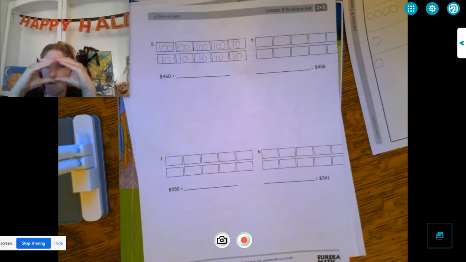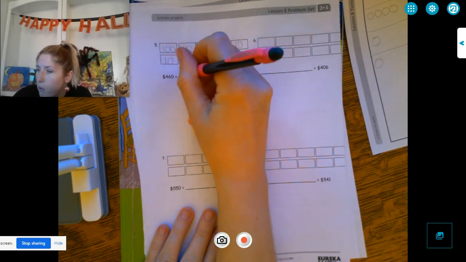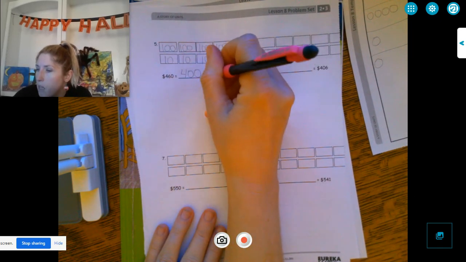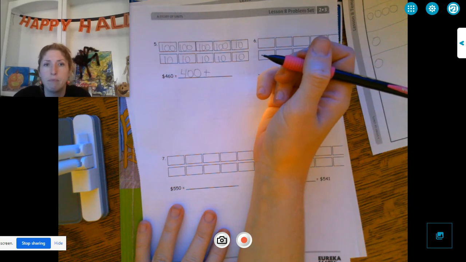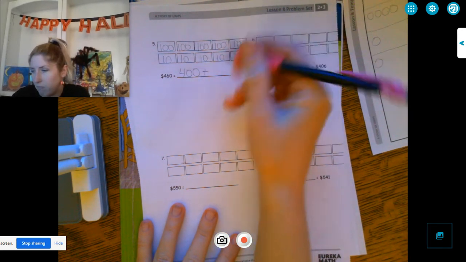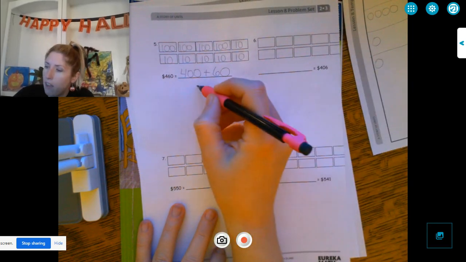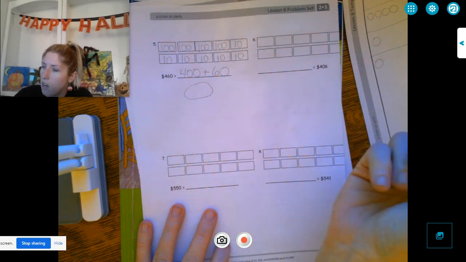All right, now we're going to write it in expanded form. So if those were in our tied 0 cards and we pulled them apart, we would have 400 plus what? I hope you wrote it down before I do it. Quick, write it. 400 plus 60.